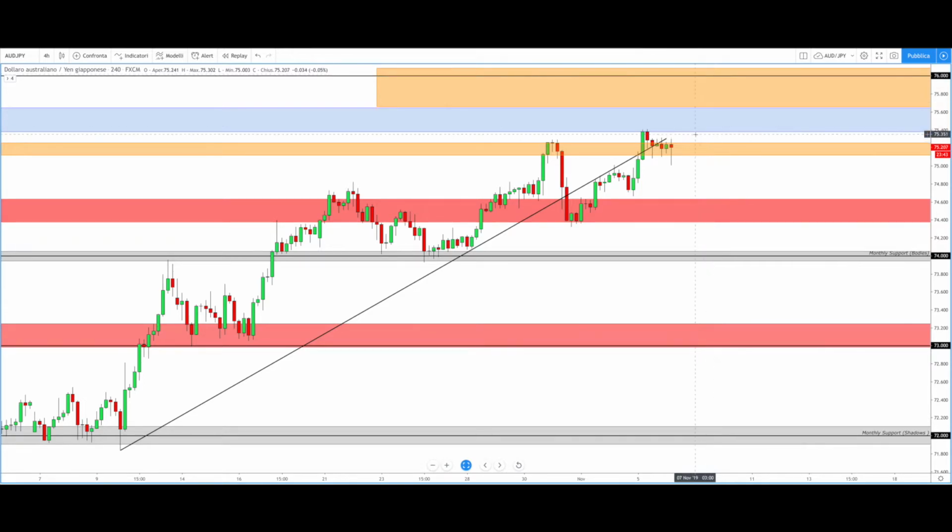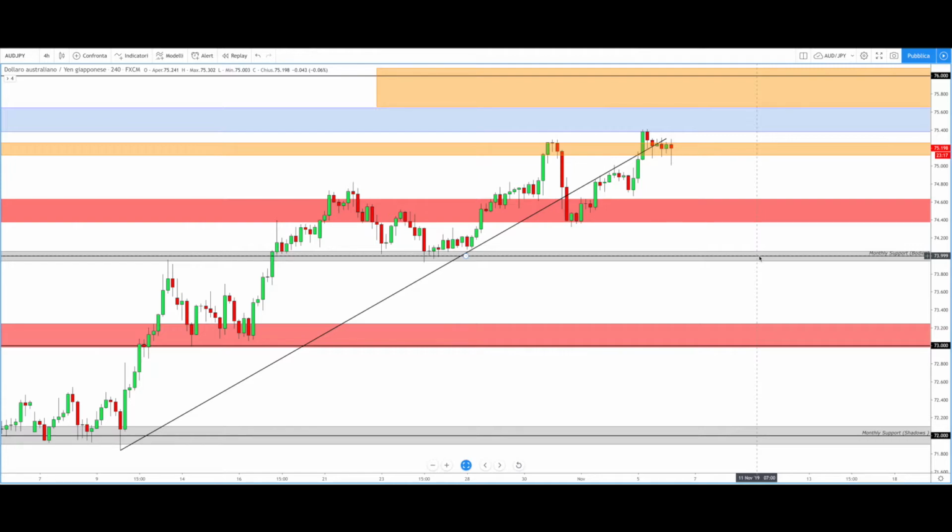So we need to watch carefully the price action here, try to understand if the price will go higher before the next bearish phase, or after this break and retest, the price will start a new bearish phase with target around 7.450, or a deeper correction around this monthly support 7.4. For now, guys, this is my analysis on Australian dollar, Japanese yen.